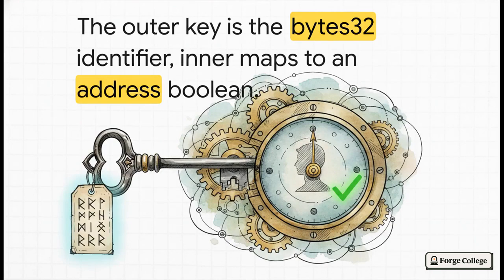Now, what's really interesting is how we translate that physical key metaphor directly into Solidity code. It looks exactly like this, a nested storage mapping. The outer key is the bytes32 role identifier. That's our labeled key. Then, the inner mapping takes a user's address and returns a simple true or false boolean. The contract is basically just asking, hey, does this specific address hold this specific key? If it's true, boom, the door opens. If it's false, the transaction reverts.